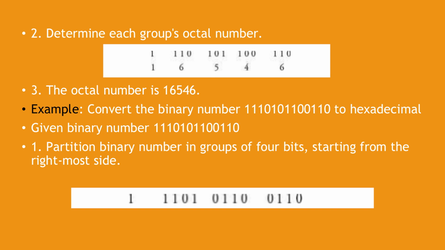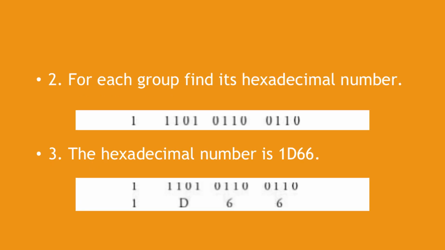Then another example, changing hexadecimal to binary number. Hexadecimal numbers to binary number. So we use the same number which is in base 2. Then we consider the following steps. So remember, for the octal numbers, we had to group them into 3 bits, while for the hexadecimal numbers, you group them into 4 bits. So the first step, partition the binary number into groups of 4 bits, starting from the rightmost side.